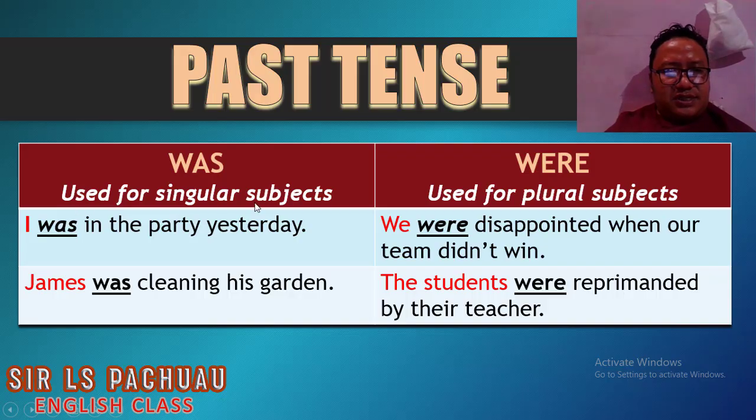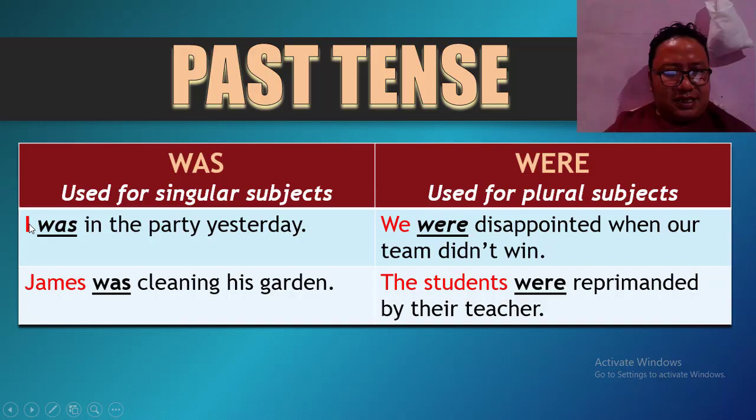Was is used for singular subjects. Understand? Here we are talking about the subject. Here the subject I is singular, and that is why we have to use was. If it's a present tense, it will be I am. And in the next, James is a noun or a name. James was cleaning his garden. Here we use was. We don't use am anymore. Am can be used only with I.